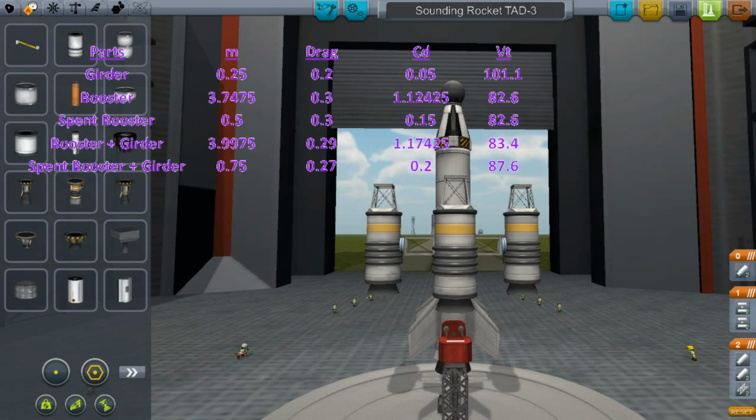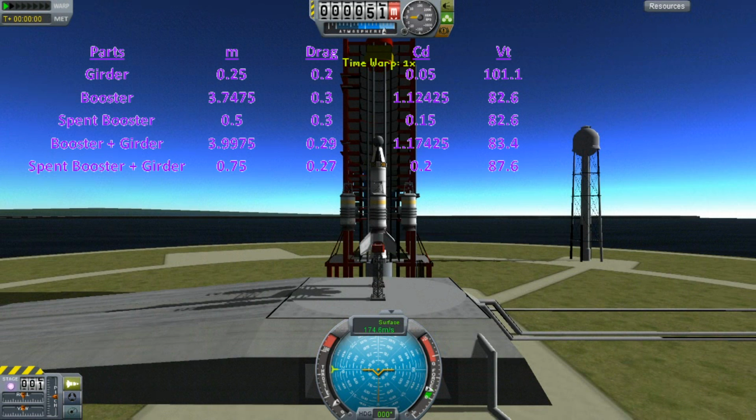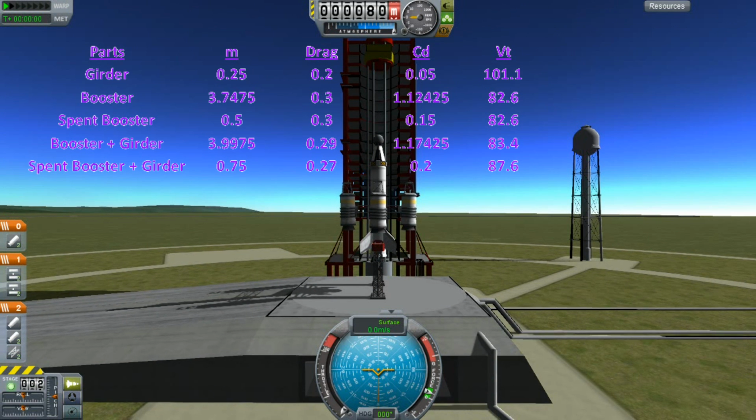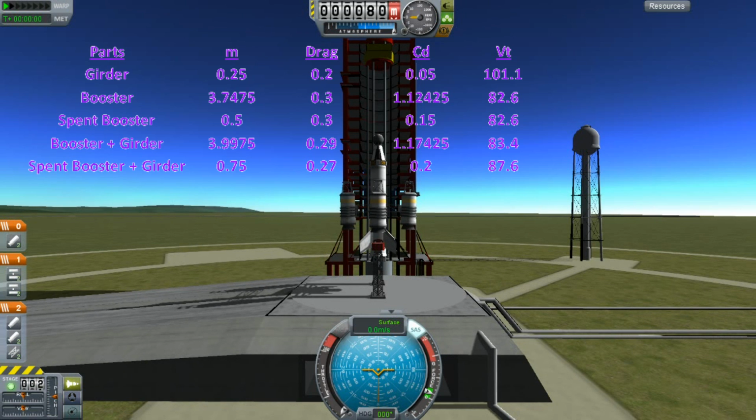So here we have a girder part strapped to a booster, and two of the boosters will be fired and two are going to remain full when we drop them at altitude. But boosters have a higher CD, so the girders actually make a better nosecone for boosters than those other blue nosecones make for regular fuel tanks.